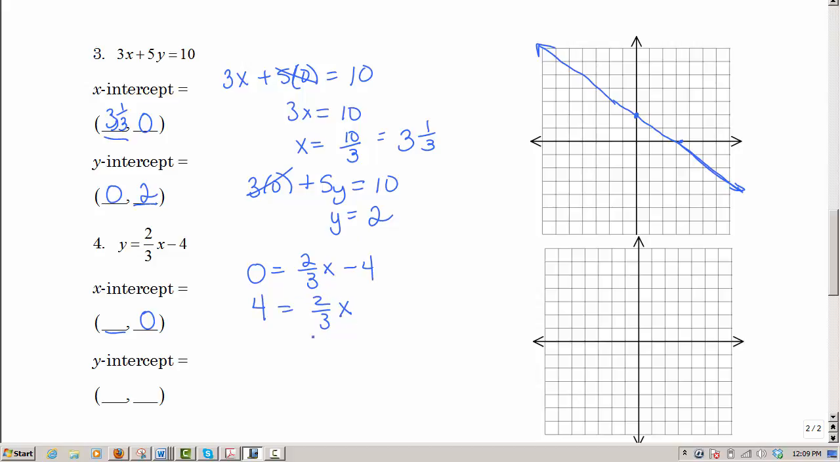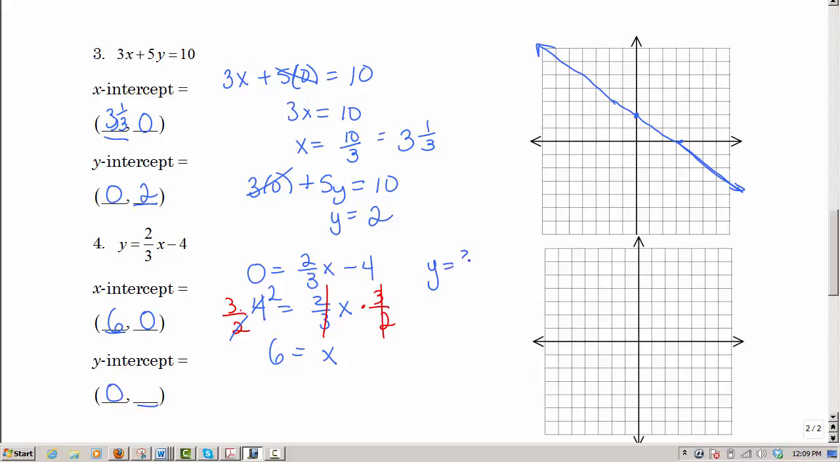How do I get rid of that 2/3? Way back, first, second, third lesson of the semester. I want to multiply both sides by the reciprocal to get x by itself. So 2 goes into 4 2 times, so I get 6. A good review. Okay, I want to find y, so I'll let x be 0.